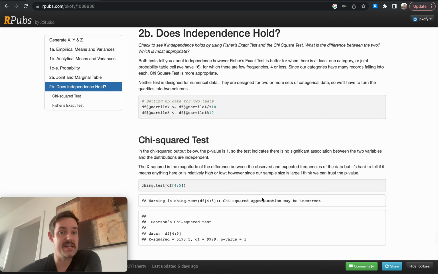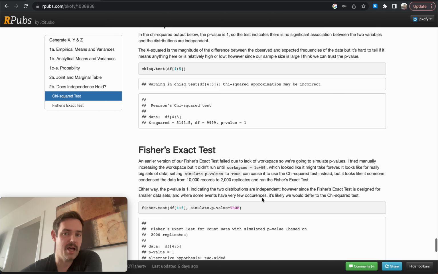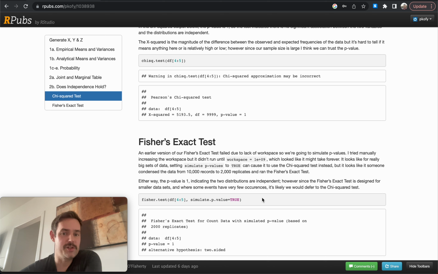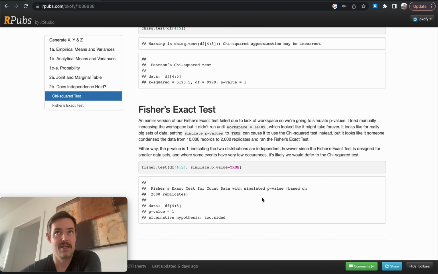There's also two tests for independence between the two variables we looked at, chi-squared and Fisher-exact. Both of them showed independence. Fisher-exact is not appropriate here. There's too many records, and you really only need it if you have very few instances of one record.